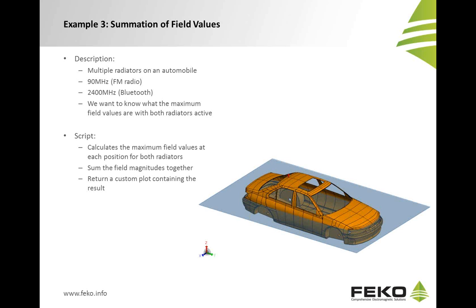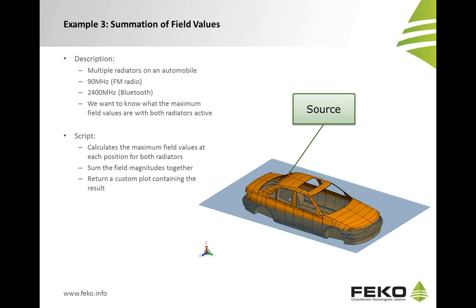What we're going to be doing is I've simulated a near field around a car chassis. That's the blue area that you see there, with a source on the top of the roof, typically where an antenna would be placed. And we've simulated it for the 90 megahertz and 2400 megahertz bands. Now these roughly correspond to, say, an FM radio or a Bluetooth or Wi-Fi signal.